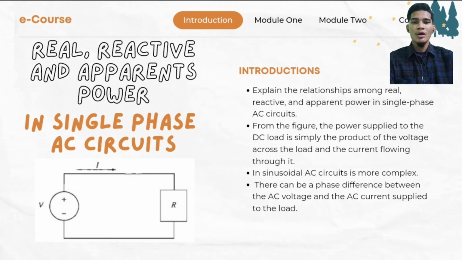AC circuit. From the figure shown, the power supplied to the direct current load is simply the product of the voltage across the load and the current flowing through it. A sinusoidal AC circuit is more complex. This is because there can be a phase difference between the AC voltage and the AC current supplied to the load.